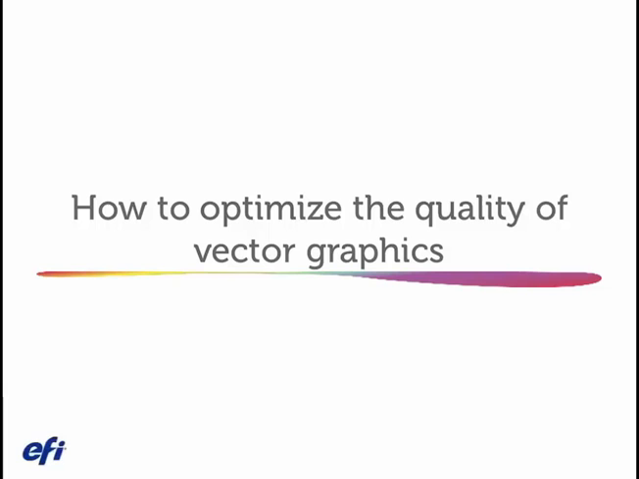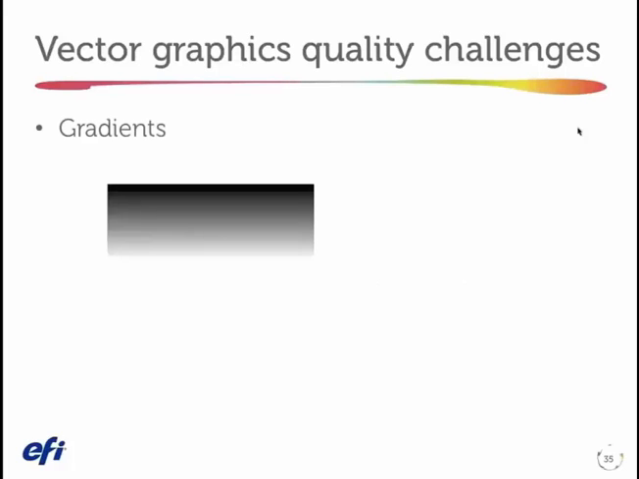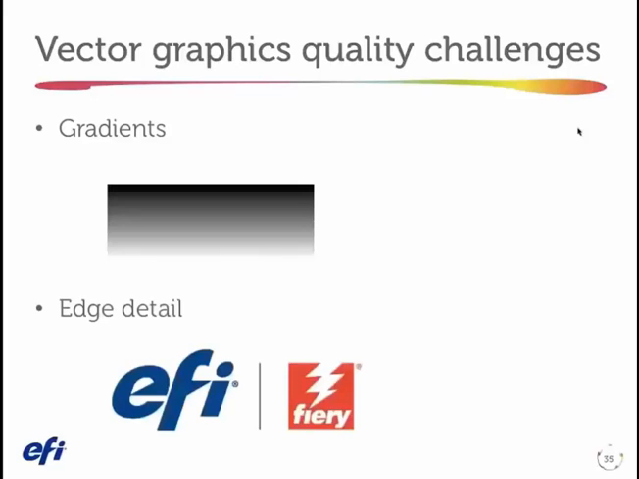Today we will cover how to optimize the quality of vector graphics. Okay, let's talk for a few minutes about vector graphics quality. There's really two challenges with vectors. Gradients: you might have expected a gradient to look one way and it looks another when you print it. And edge detail: I have this vector. Lou told me on that webinar that it was infinitely scalable, but when I print it, it looks all jagged like this. It looks totally pixelated.